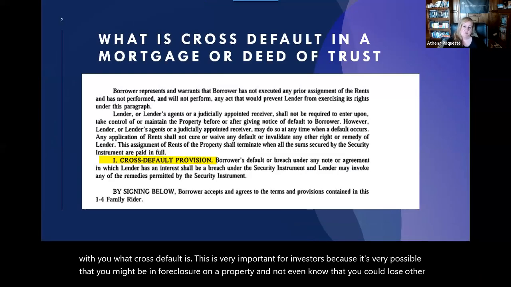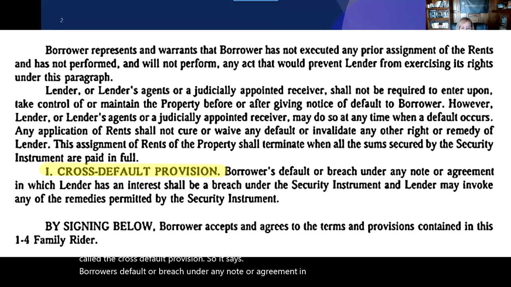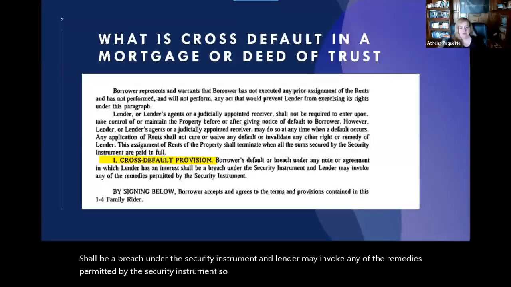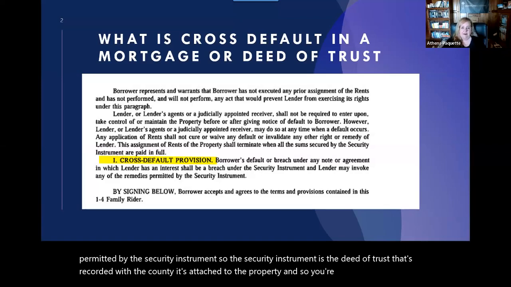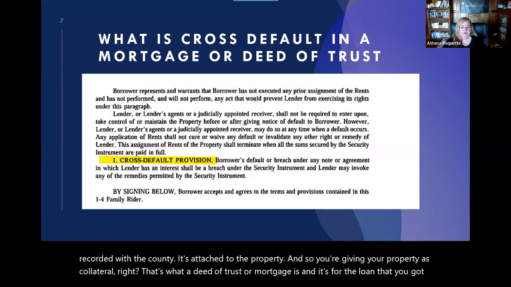So in the deed of trust or mortgage, there's a clause, and I have it here for you, called the cross default provision. So it says, borrower's default or breach under any note or agreement in which the lender has an interest shall be a breach under the security instrument, and lender may invoke any of the remedies permitted by the security instrument. So the security instrument is the deed of trust. That's recorded with the county. It's attached to the property. And so you're giving your property as collateral, right? That's what a deed of trust or mortgage is. And it's for the loan that you got from the lender.